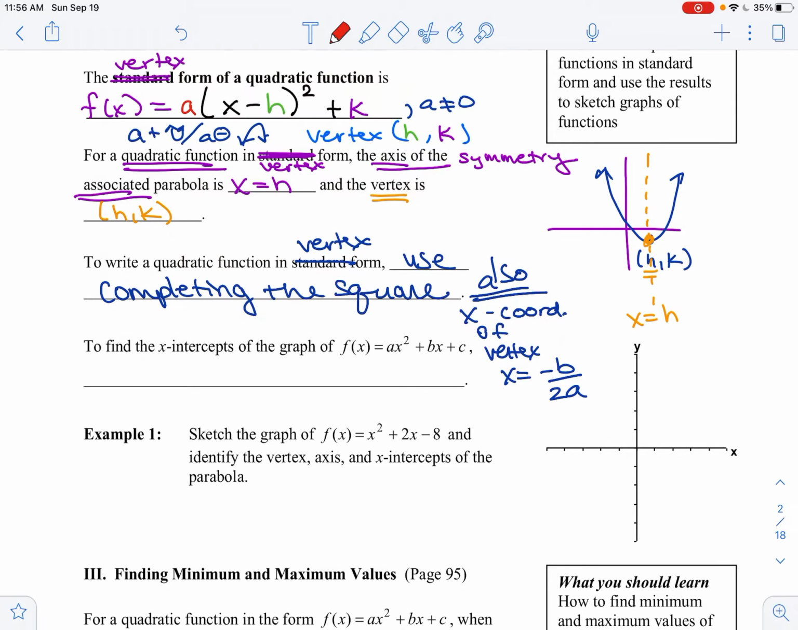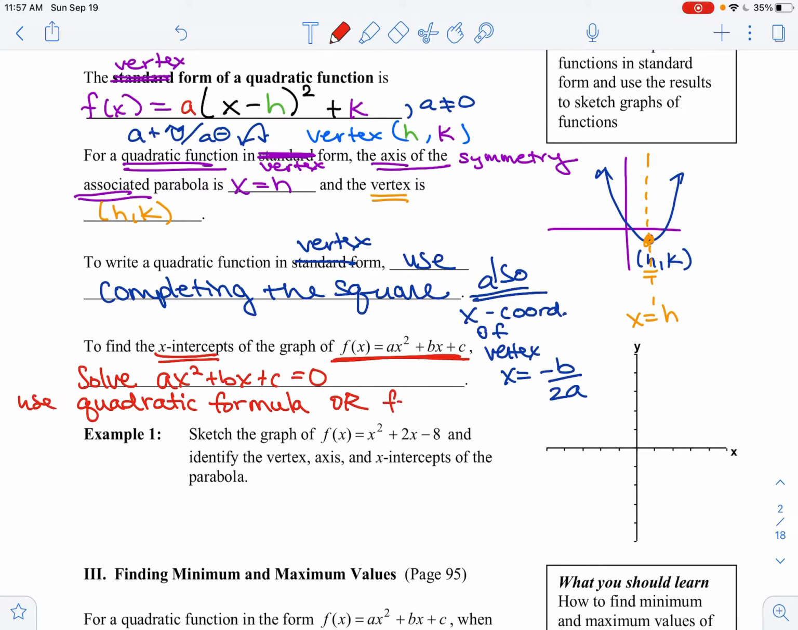To find the x-intercepts of the graph of our standard form of a quadratic, we can solve ax squared plus bx plus c and set it equal to 0. And remember, you would use the quadratic formula. You may have learned the song for that quadratic formula, or if you know it can factor, you can also use factoring and solve it by setting it equal to 0, okay?